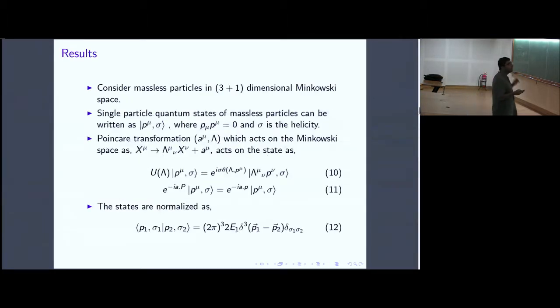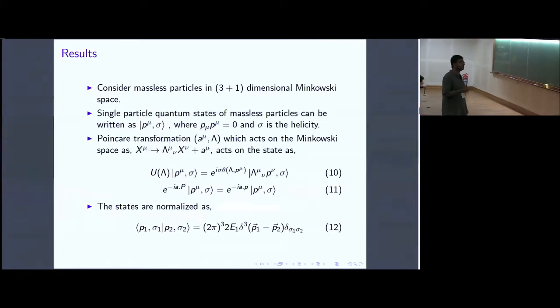Now let's look at the quantum field theory situation. We have massless particles in 3 plus 1-dimensional Minkowski space, and we know that the single particle quantum states of these particles can be written as |p mu, sigma>, where p squared is null and sigma is spin. Now the Poincare transformation.